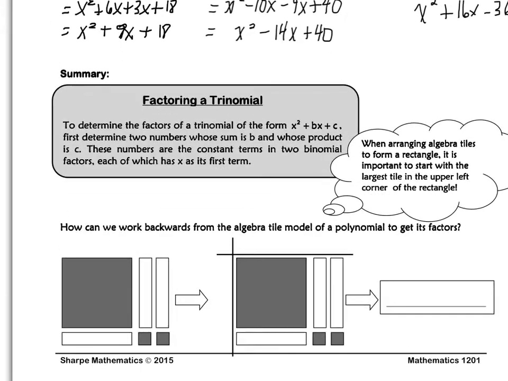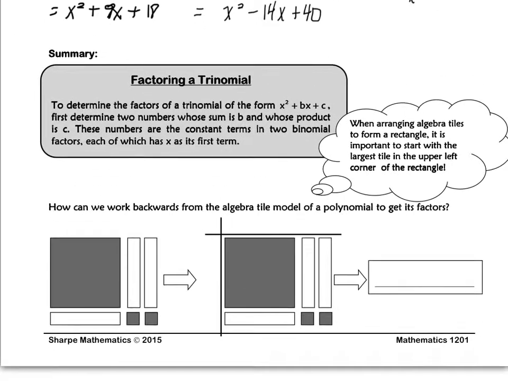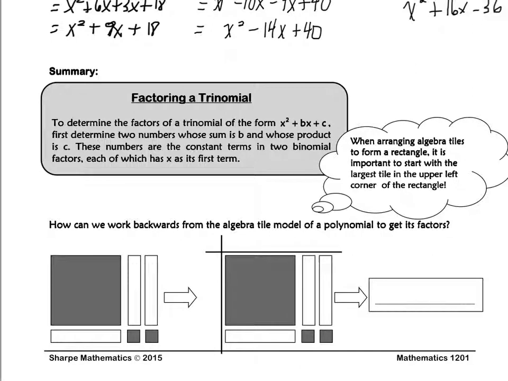So here is just a little summary of what we just talked about. If you're factoring a trinomial, you're looking for two numbers which multiply to give you the c, the constant, and add to give you the b, the coefficient of the x term.